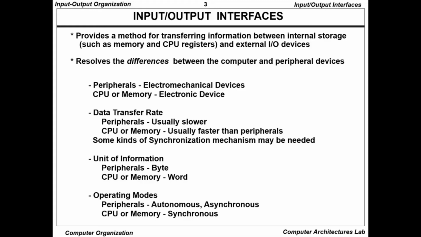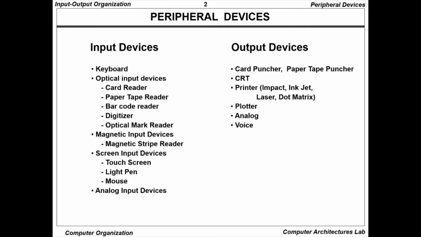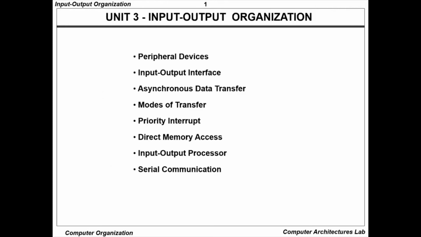So you send the information and you will receive the output, one at a time. That is called asynchronous communication. So this is the concept behind interfaces and input output organizations. What we discussed today is the concept of peripheral devices and input output interfaces. Tomorrow we'll discuss the next concept, that is called asynchronous data transfer.